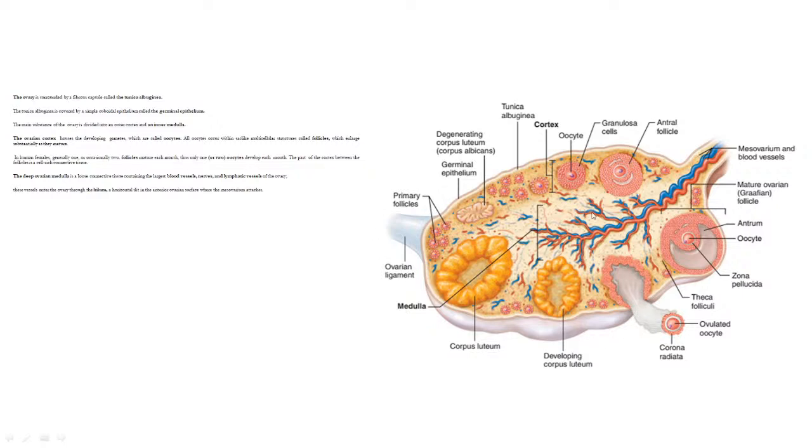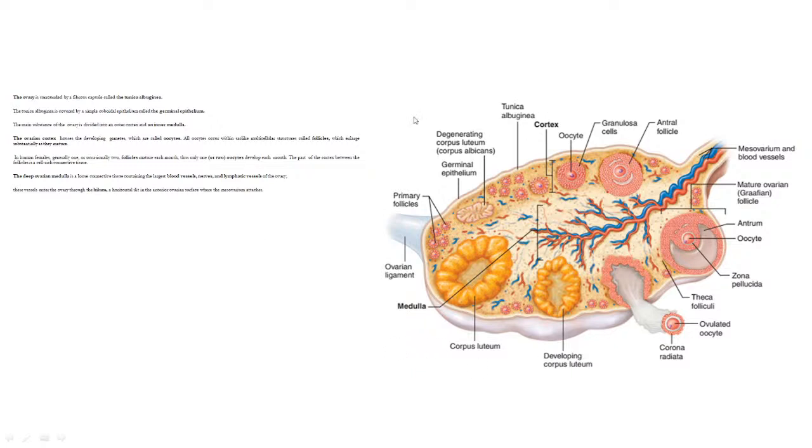The deep ovarian medulla is a loose connective tissue containing the largest blood vessels, nerves and lymphatic vessels of the ovary. These vessels enter the ovary through the hilum, a horizontal slit in the anterior ovarian surface where the mesovarium attaches.